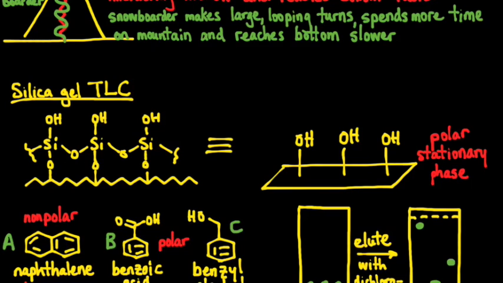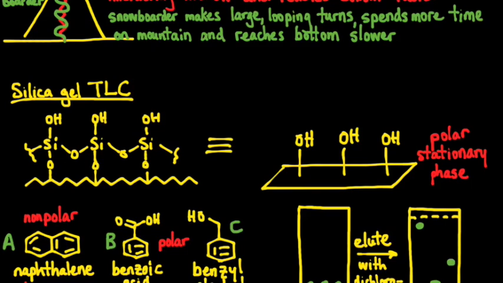Then we have benzyl alcohol, which is slightly less polar than benzoic acid, with a dipole moment of 1.67. If benzyl alcohol is less polar, we should expect that it will stick less tightly to silica gel and move up the TLC plate higher than benzoic acid, but not nearly as high as naphthalene. Now this would be characterized as an ideal TLC separation.